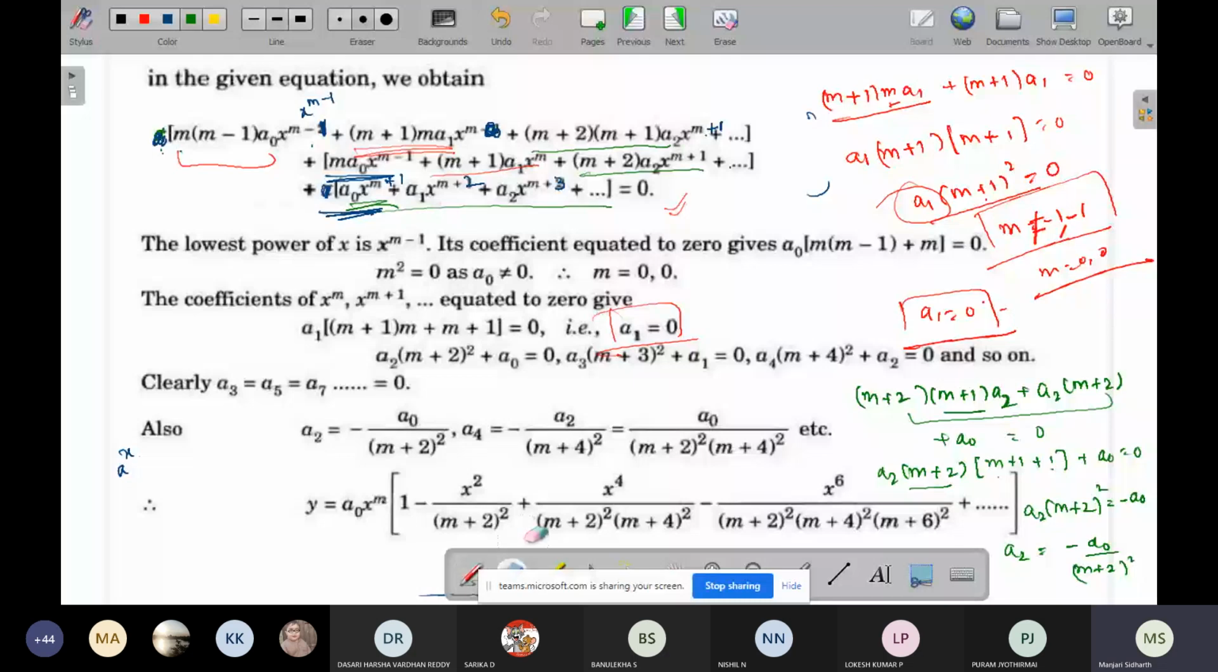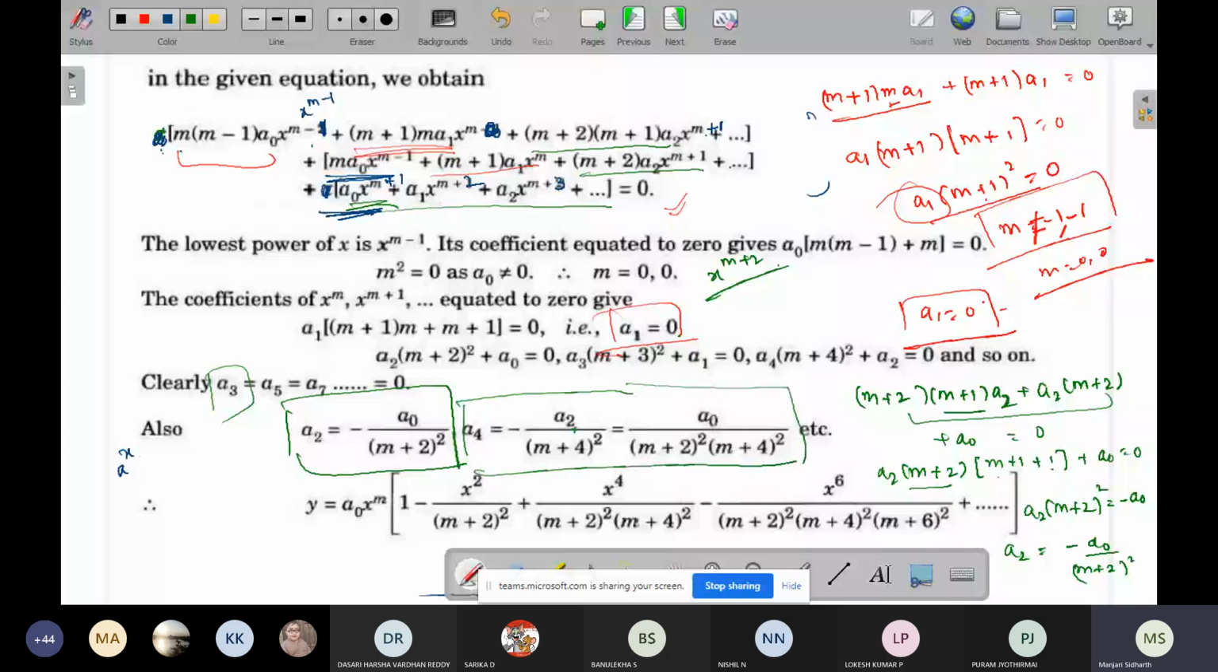Similarly, by comparing the coefficient of x power m plus 2, you will get a3. So see the value of a2. By comparing the coefficient of x power m plus 2, you will get a3, and a3 you will find in terms of A1, and A1 already we got as 0, so that would be 0. Now comparing the coefficient of x power m plus 3, you will get A4 in terms of A2. Then substitute A2 value, you will get it in terms of A0. So this is your A4 value.